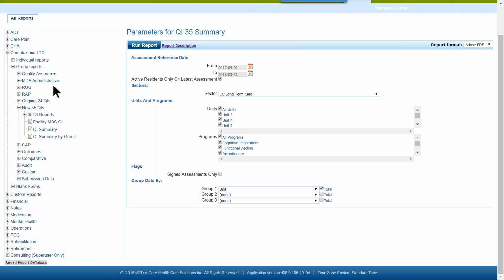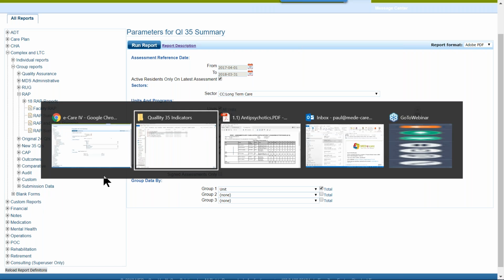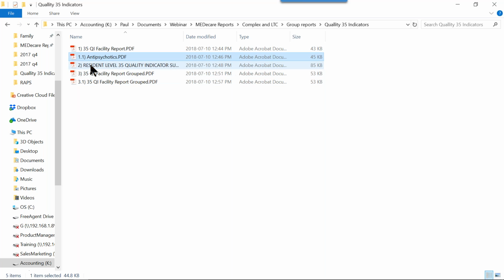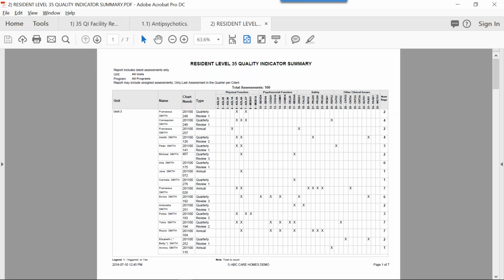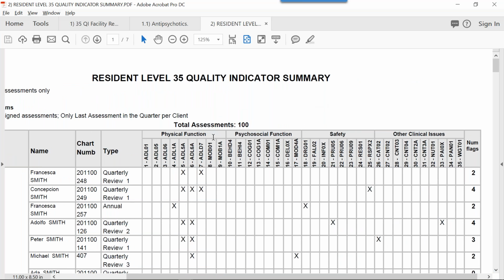Now, the summary report is identical to this RAP summary report that we looked at, in that it shows you all of the QIs at one time. So let's just look at that report. And I'll bring that up again just to make it a bit easier to look at. And notice now the 4 areas: the physical, psychosocial, safety, and other. Each of the indicators underneath that, and you can see for this person, Francesca Smith, which assessment, what chart number, and then exactly what indicators.